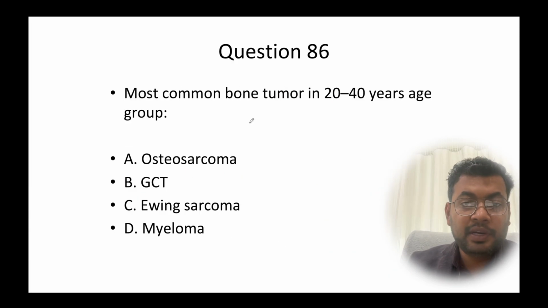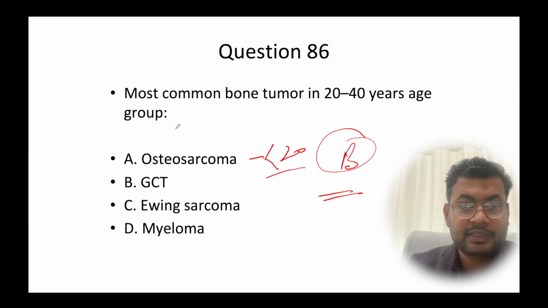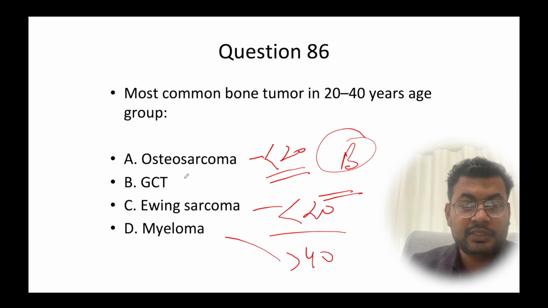Most common bone tumor in 20 to 40 age group: osteosarcoma, GCT, Ewing sarcoma, myeloma. The answer is B, GCT. Osteosarcoma is early, less than 20 years. Ewing is less than 20 years. Myeloma is after the 40 years. So 20 to 40 most common is GCT.